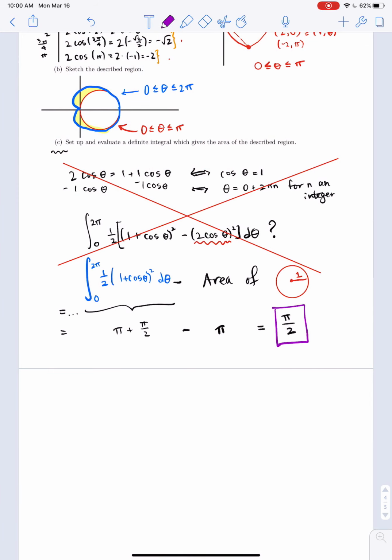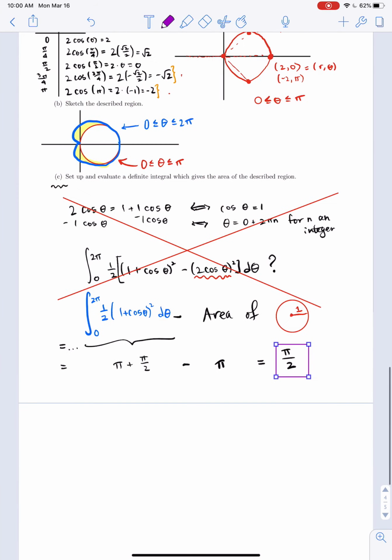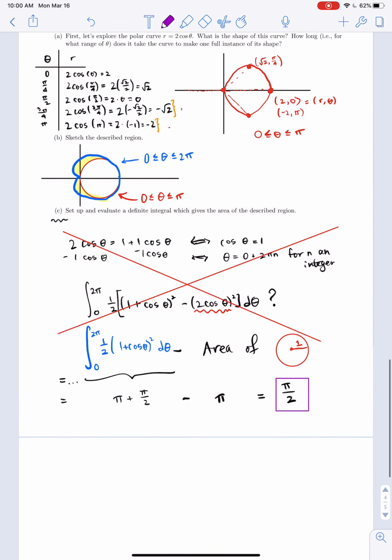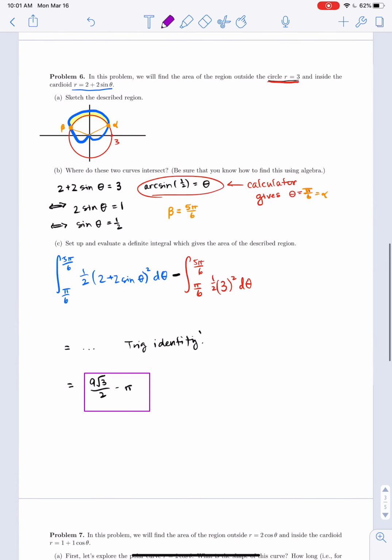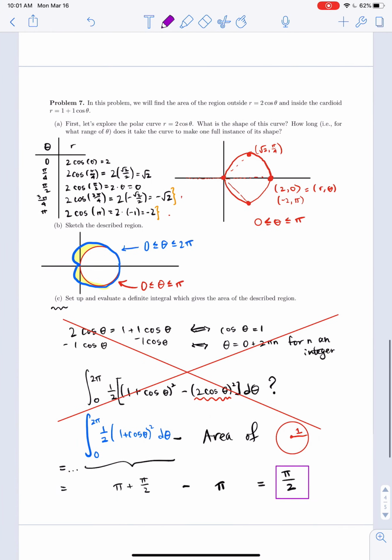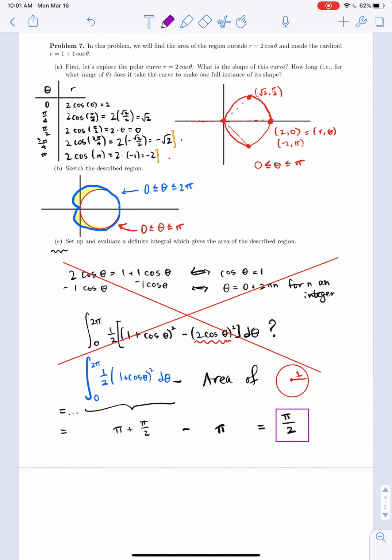Okay, so some examples of finding area inside a curve, between two curves, and being super careful in problems 6 and 7 to find where the curves intersect, and also understanding how long it takes a curve to trace its entire shape.